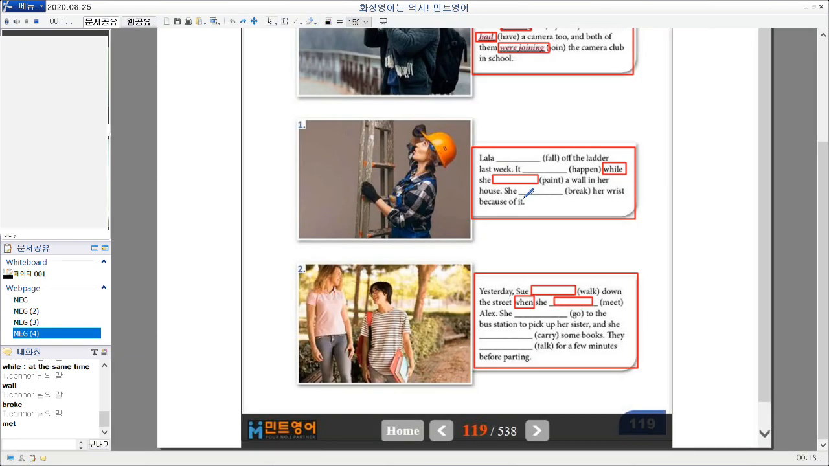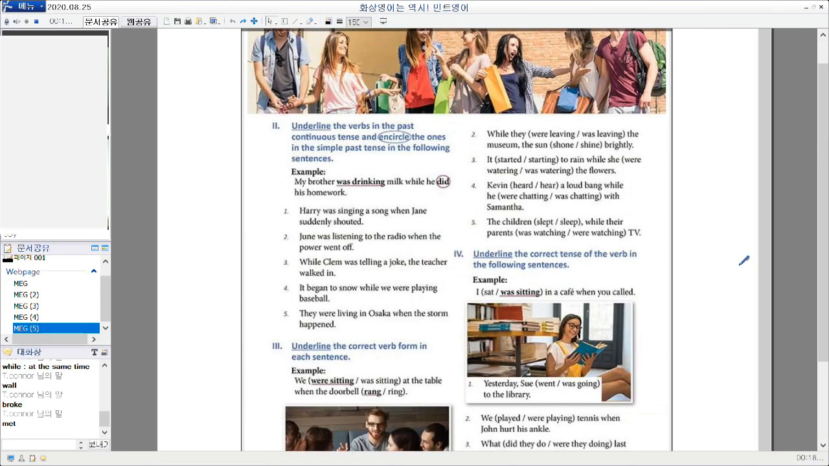Okay, so here's another activity. All right, this time, underline the verbs in the past continuous tense and encircle the ones. I'll just ask you which one is simple past and which one is past continuous. For number 1, Harry was singing a song when Jane suddenly shouted.